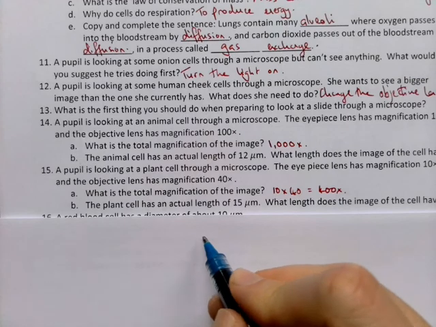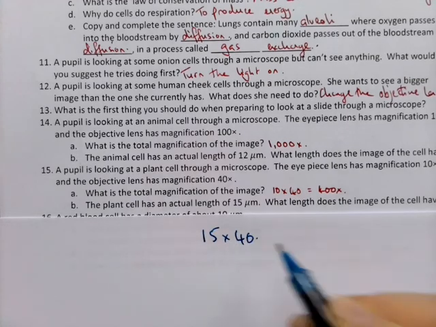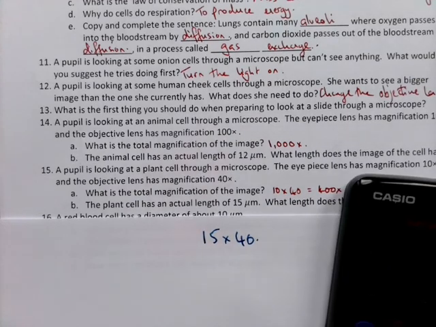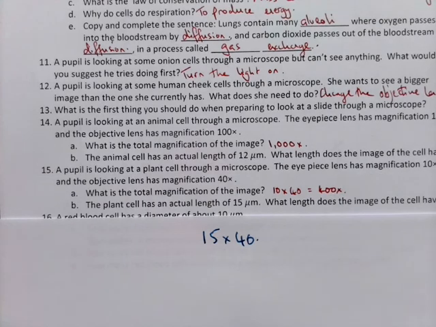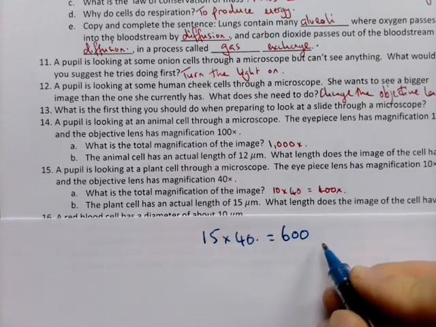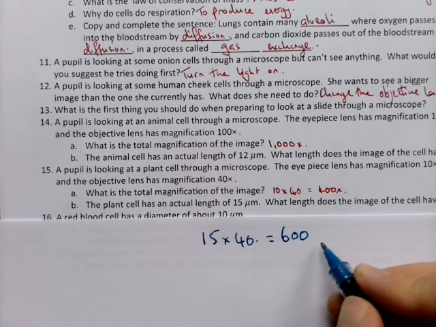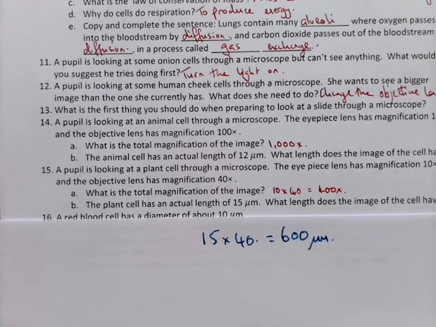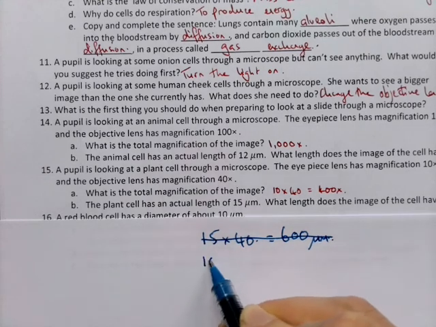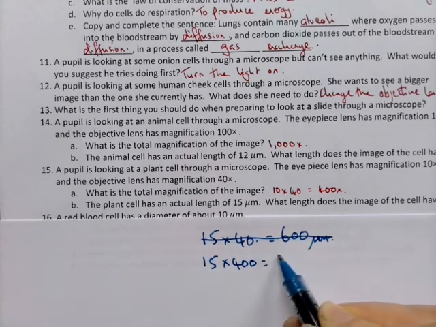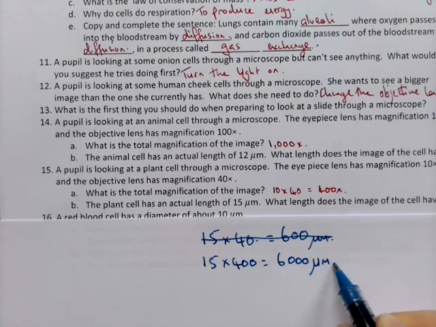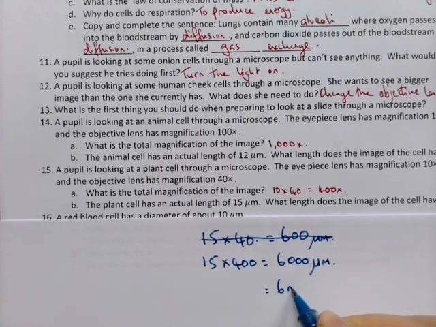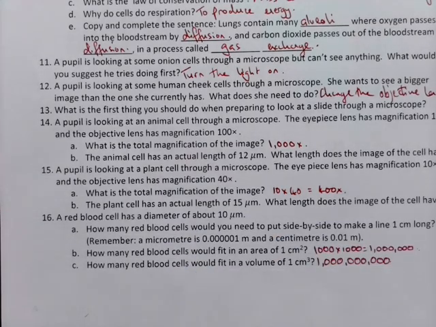Okay, so it's going to be 15 times 40, which I'll need my calculator for. So that's 15 times 40 is 600 micrometers. That's not right. What have I done? Oh, it's 400, sorry. So it's 15 times 400, so it's 6,000 micrometers, which again is 6 millimeters. Okay, all right, and the last question.